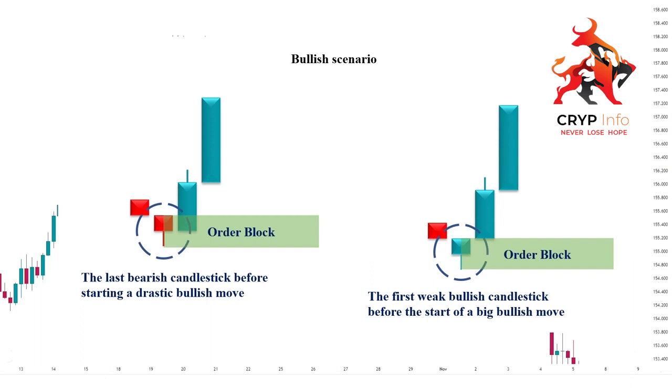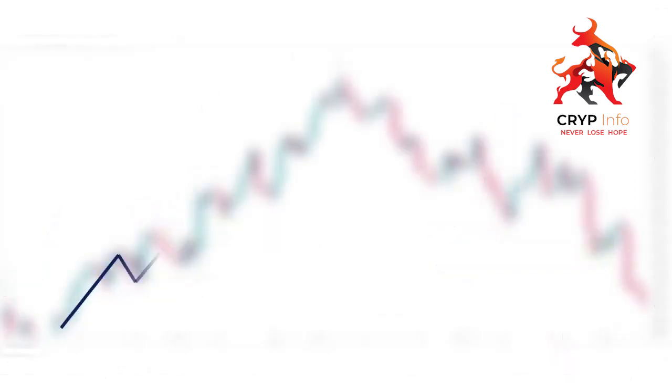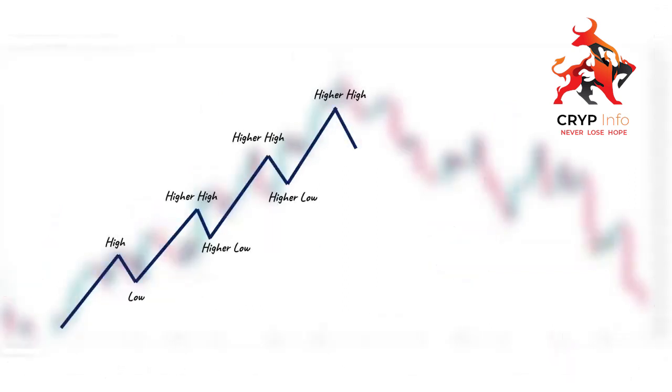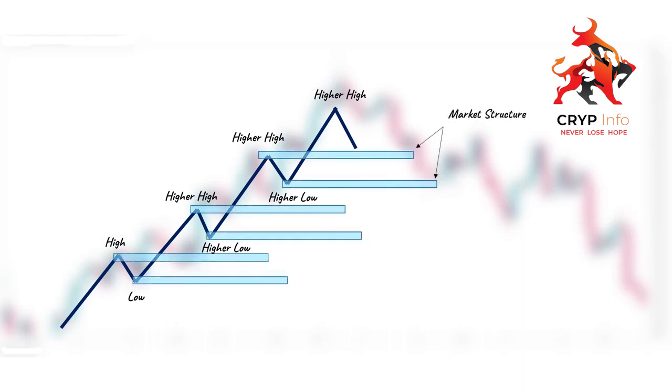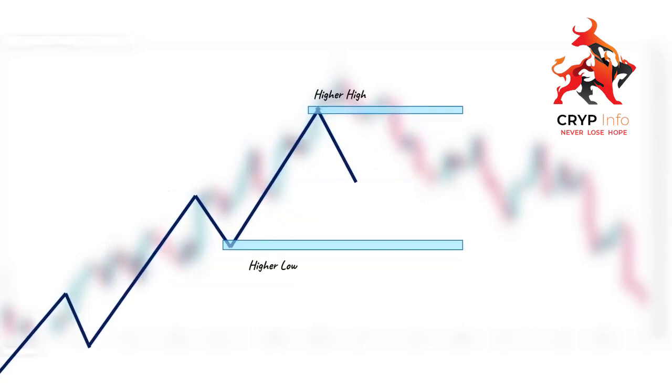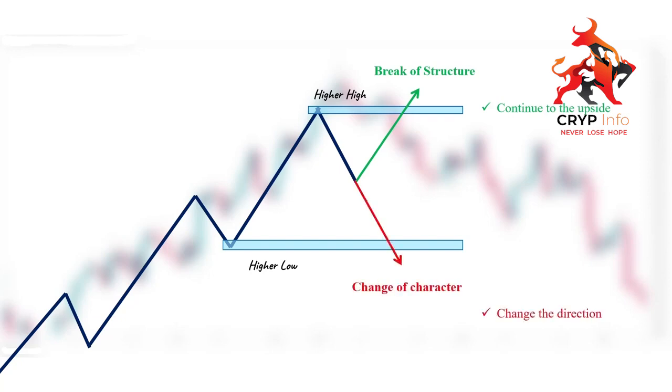Now let's discuss the concepts of break of structure and change of character. Imagine a trending market with a series of higher highs and higher lows. In this case, each of the highs and the lows are market structure levels, and the most recent higher high and higher low are the ones we monitor. Breaking the latest higher high to the upside indicates that the market intends to continue to the upside, which we refer to as a break of structure. On the contrary, if the market breaks the recent higher low to the downside, it indicates that the market intends to change its direction, which we refer to as a change of character.